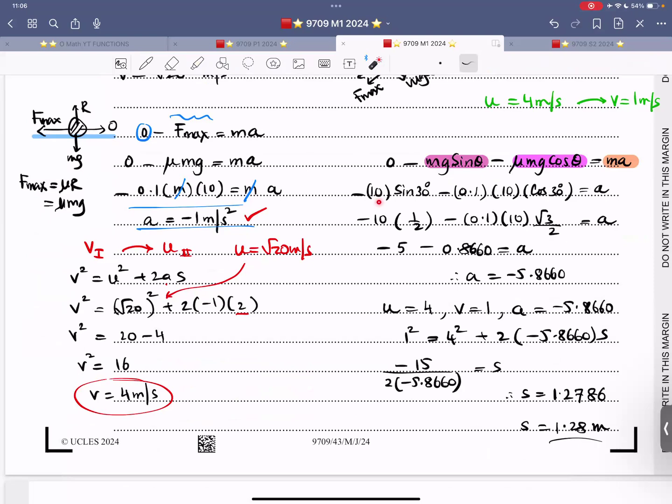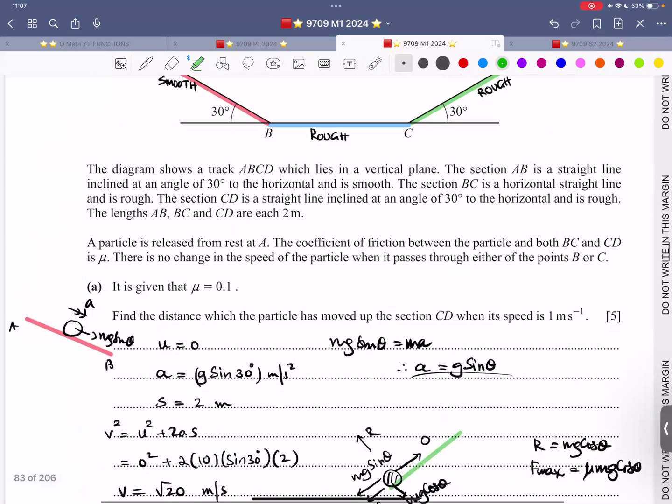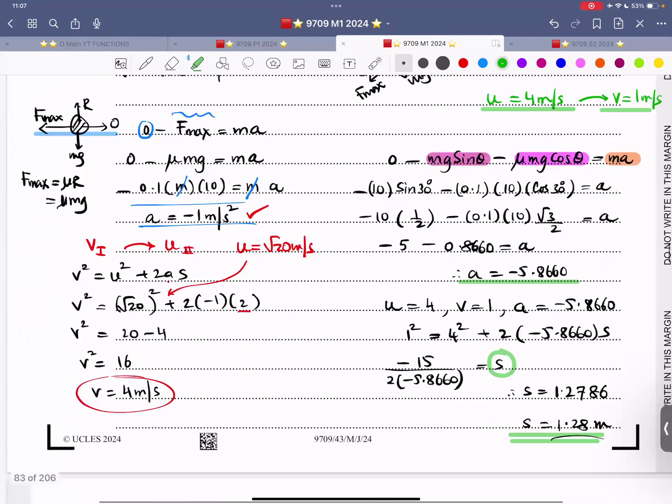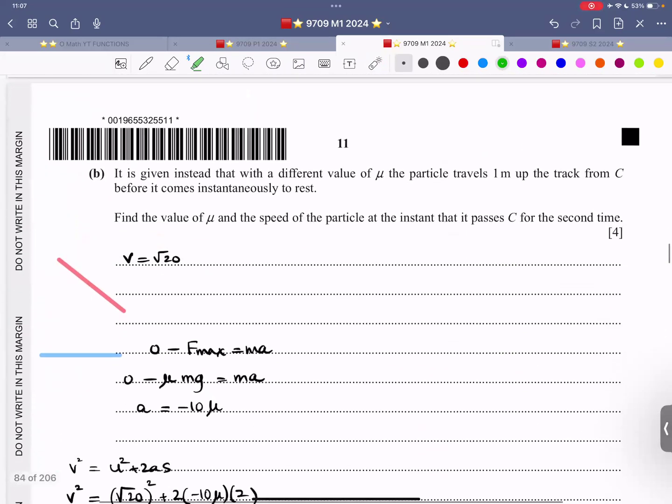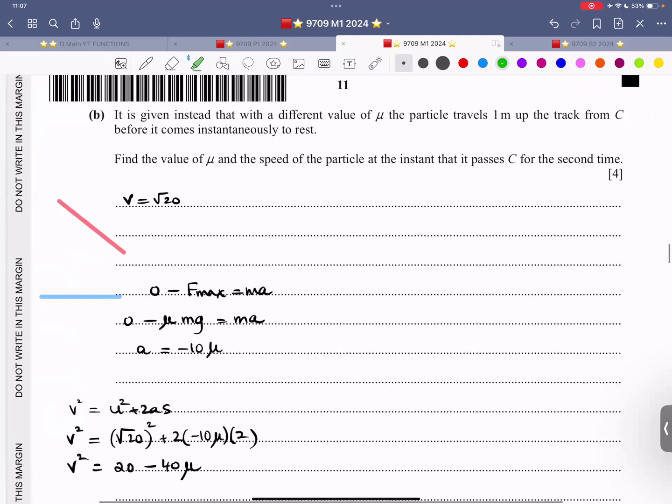Let's look at the working. This is 10, this is minus, this is sine 30, this is mu, this is 10, this is cos 30, is A. This comes out to be negative 5.866. That is for this green part. We have U, we have V. What are we looking for? We are looking for S. The final answer for S is this. So very elaborate working for 5 marks. Not very difficult, but the second part is more difficult. Less marks, but more difficult.